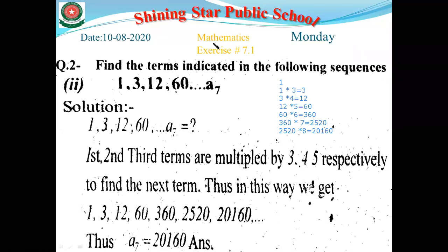Very simple question. We multiply the first term with 3, so we get the second term. Now we multiply the second term with 4, we get the third term. We multiply the third term with 5, we get the fourth term. We multiply the fourth term with 6, we get the fifth term. We multiply the fifth term with 7, we get the sixth term. We multiply the sixth term with 8, so we get the 7th term. So A7 is 20,160.